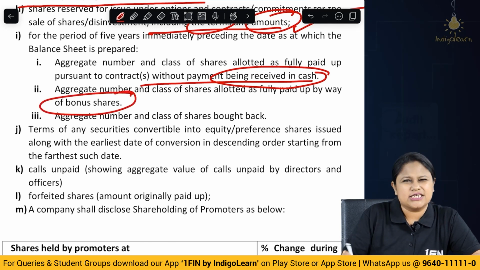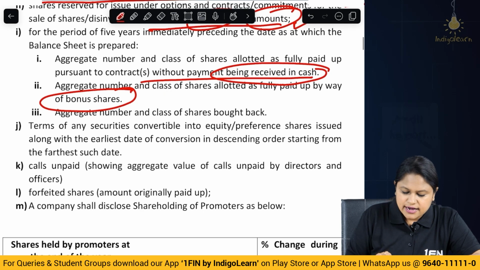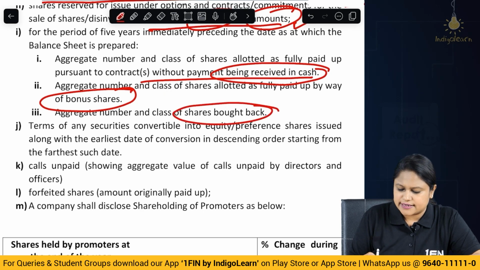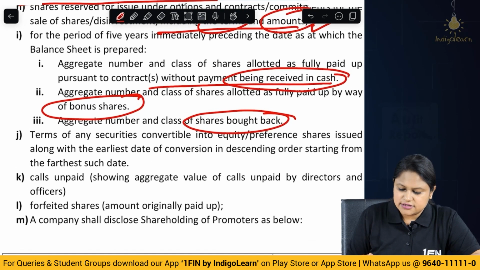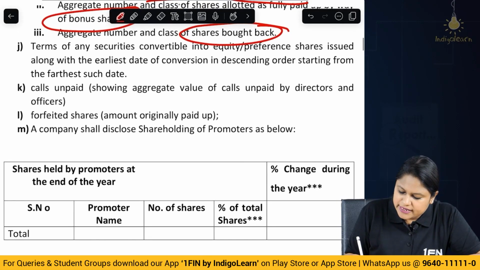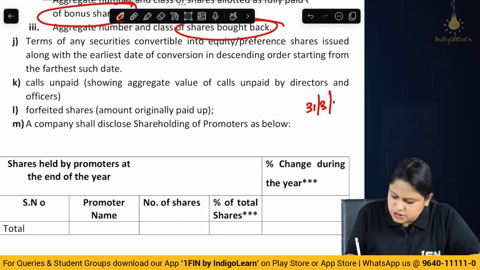But you can understand here cash inflow is not there. Correct? Then aggregate number of shares bought back. Clear? So these things. So what they're telling, suppose you're preparing the balance sheet on 31st of March 2024.